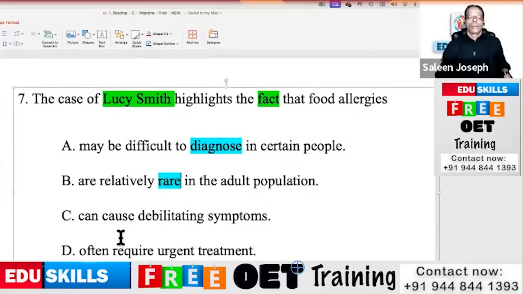Rare. C option can cause debilitating symptoms. Next one, often require urgent treatment. Option A says diagnosis, C says symptoms, D says treatment. And relatively rare in the adult population.